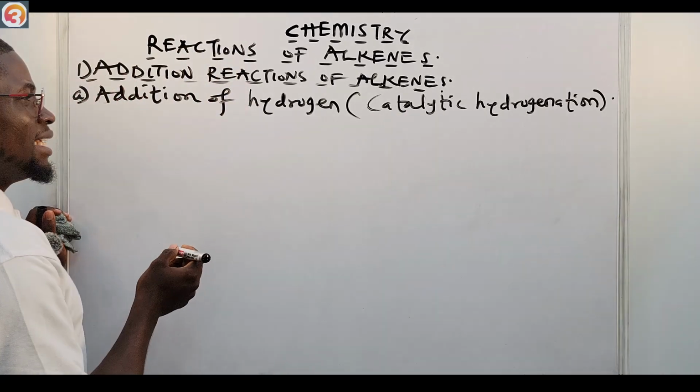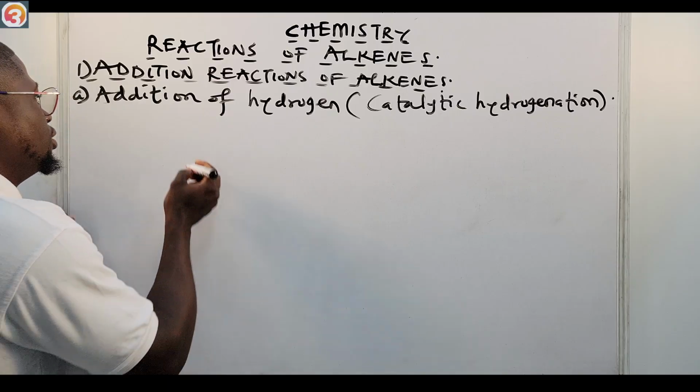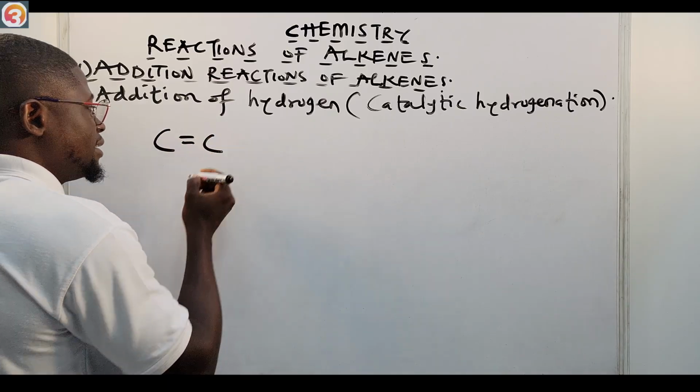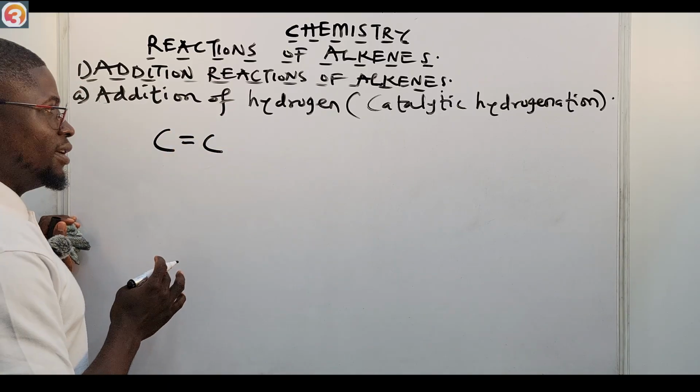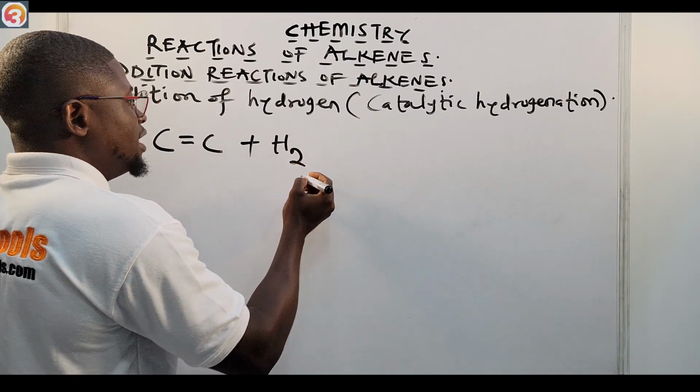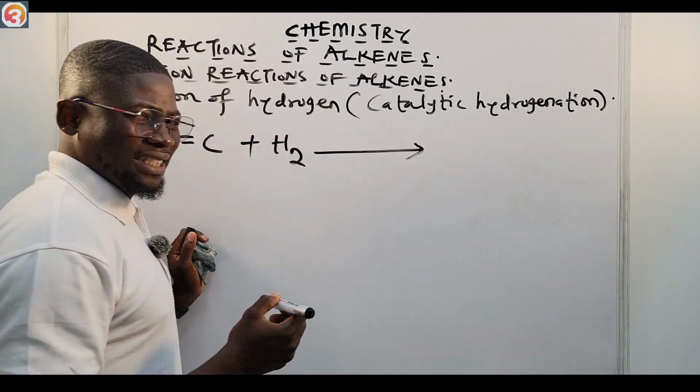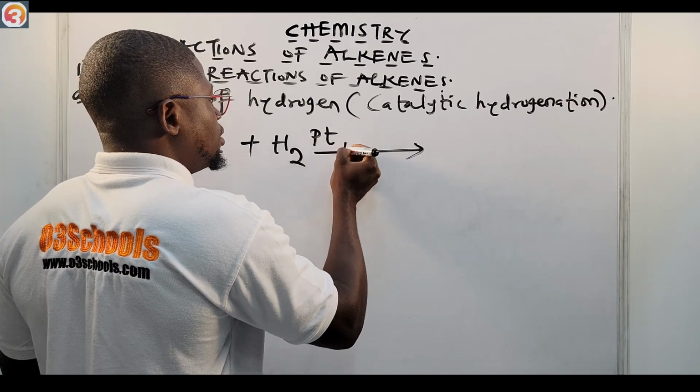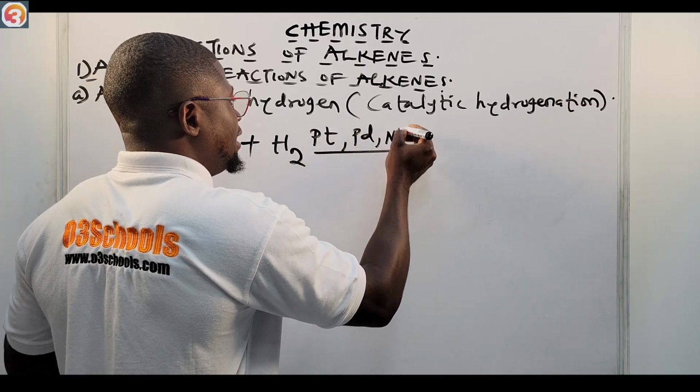So this is what happens in catalytic hydrogenation. We are going to see what an alkene like this, ethene for example, does when reacting with hydrogen in the presence of a catalyst. The catalysts are platinum, palladium, and nickel.